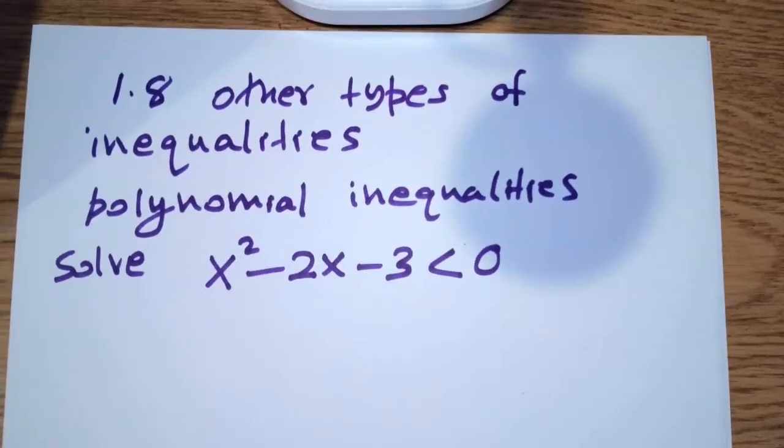So this is 1.8 and we want to solve other types of inequalities. We did linear inequalities in the previous section, and absolute value inequalities, right? And this is another type of inequality. So we are doing polynomial inequalities here.